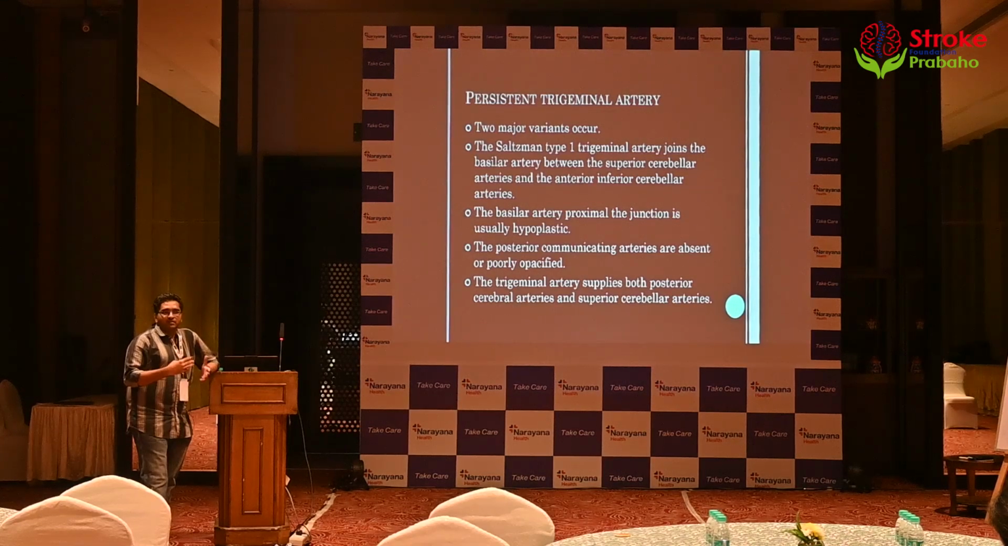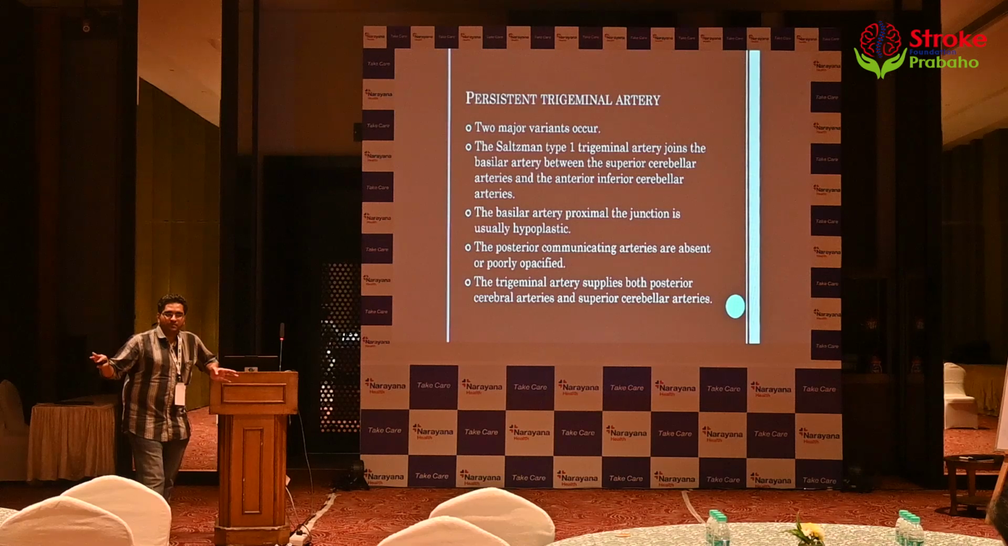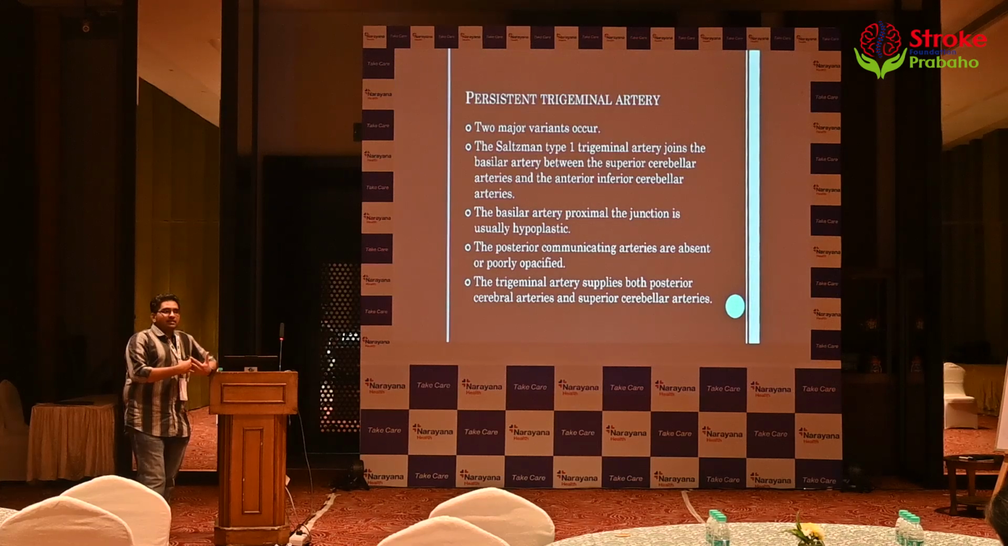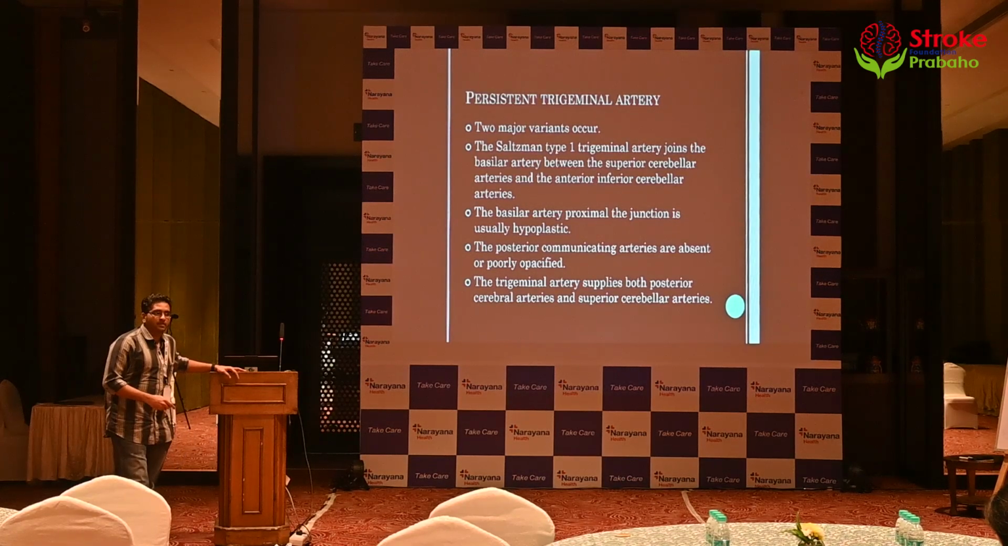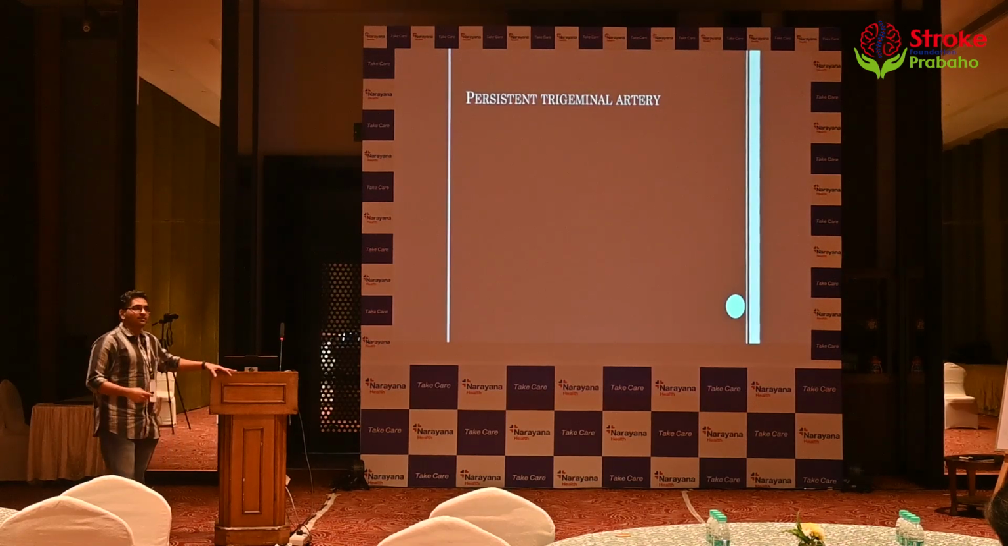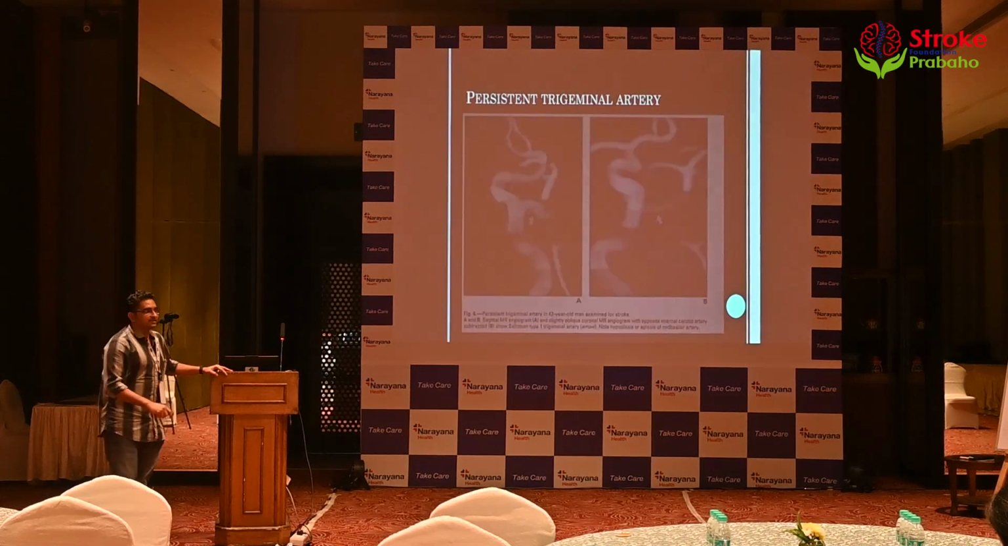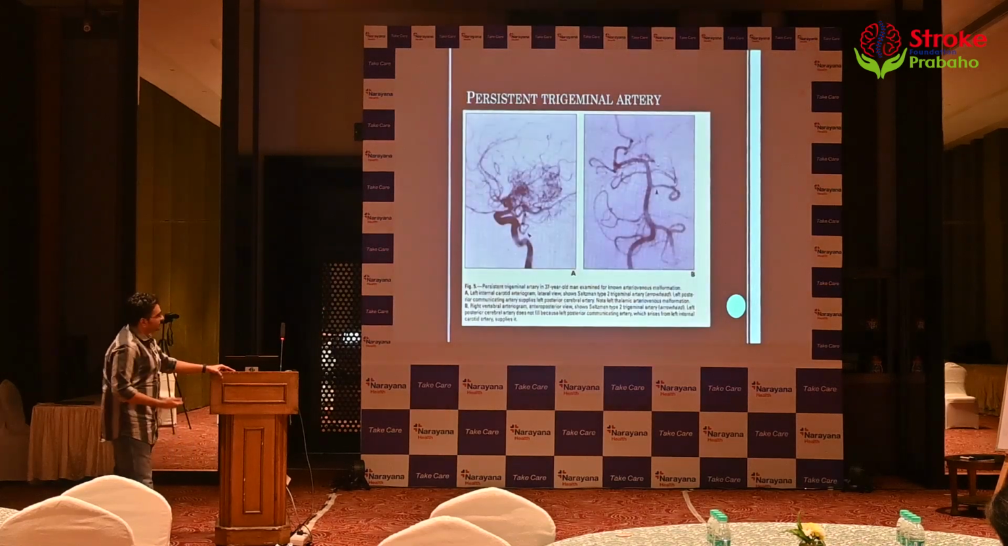Embryologically, the definition was, if your persistent trigeminal is your sole source of supply to the end of basilar, which means no PCOMs, the trigeminal supplies your PCAs, the trigeminal supplies your SCAs, it then becomes a type 1. If you have additional support from your PCOMs, it's a type 2. And interestingly, then we have a type 3, if the PTA actually opens directly into a cerebellar artery. So if you're really keen on impressing somebody, I would say, okay, then tell me what is Saltzman type 3. So you have different types and the examples.